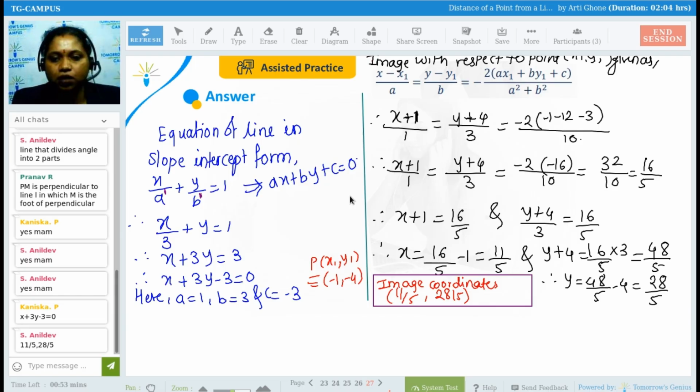Straightforward questions are also asked in the JEE. So don't always be low on confidence, thinking that if I don't know how to use one chapter in another, I will not get the JEE questions. It is not like that. So this is a straightforward question.